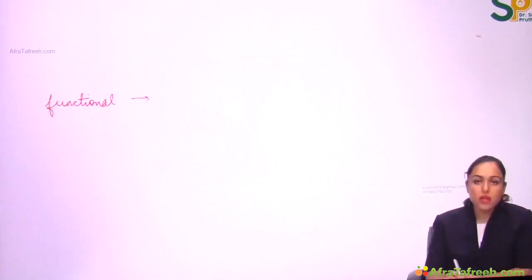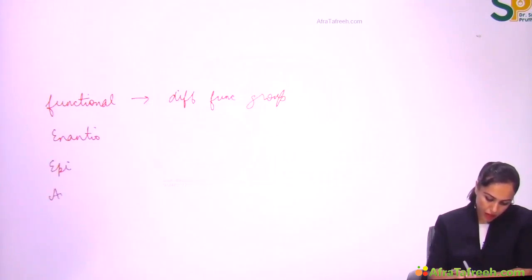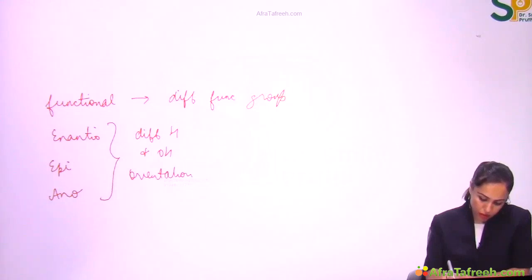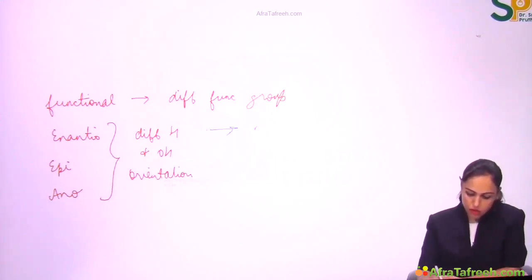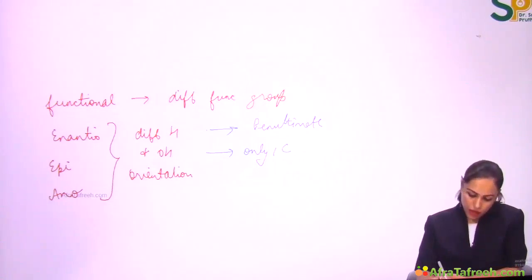Let's do the revision. Now the first one was functional. In case of functional, there is a different functional group. In case of enantiomerism, epimerism and anomerism, in all these three, there is different H and OH orientation around some carbons. In case of enantiomerism, it is the penultimate carbon. In case of epimerism, it is only one carbon other than the penultimate carbon. And in case of anomerism, it is around the functional carbon.